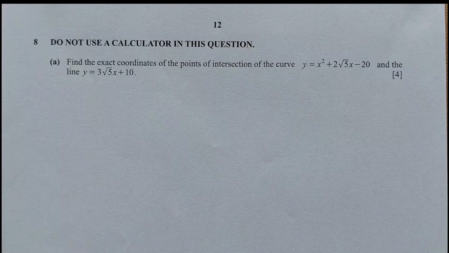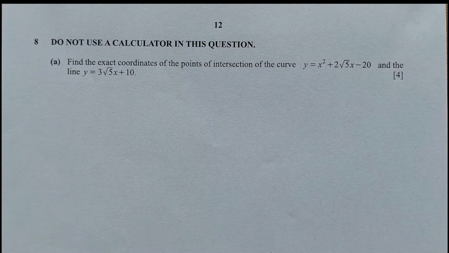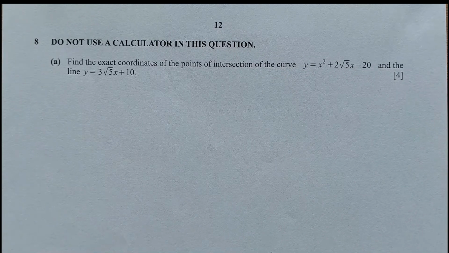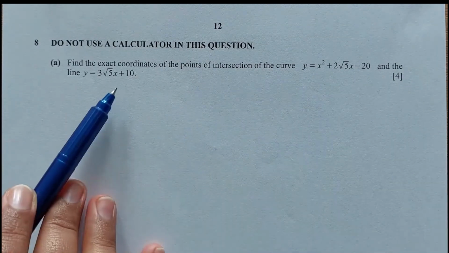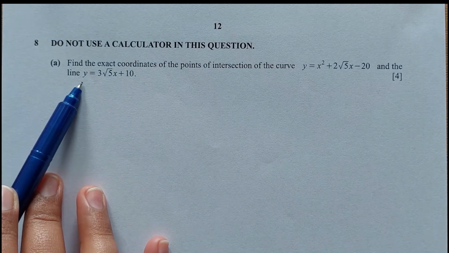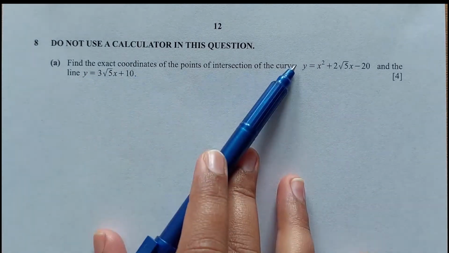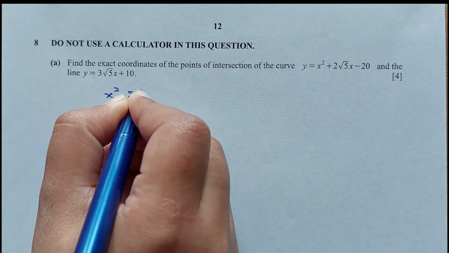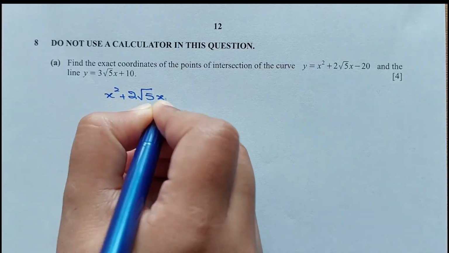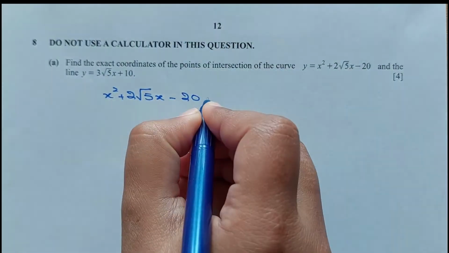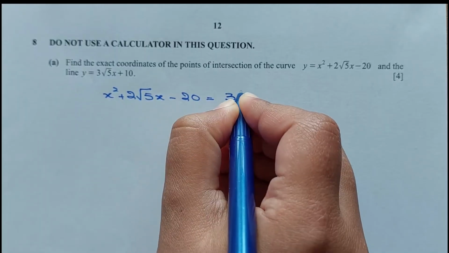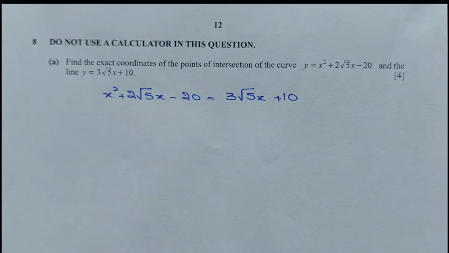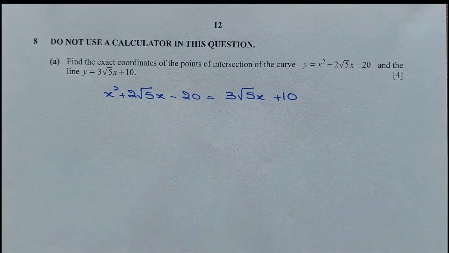For part A, find the exact coordinates of the points of intersection of the curve and the line. Okay, so we need to find the point of intersection of a given curve and the line. So it means we need to set both of them equal. So y is this, so put it here: x squared plus 2 square root 5x minus 20 equals 3 square root of 5x plus 10. I just put both the curve and the equation equal, right?